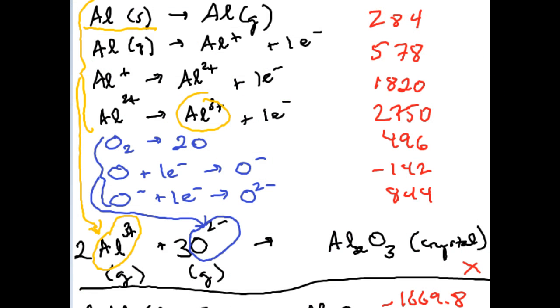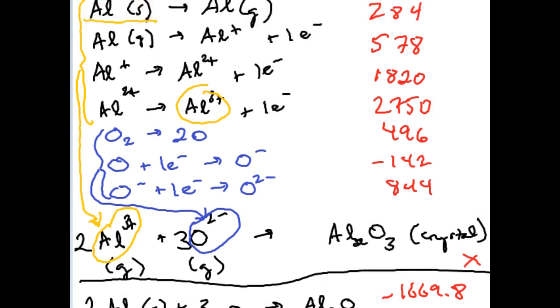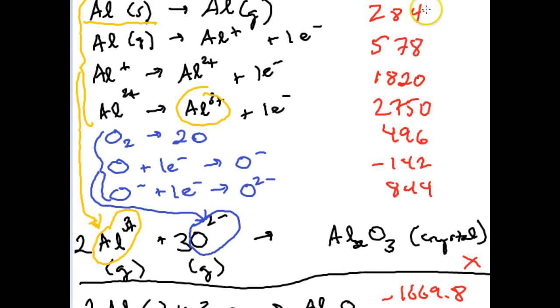Okay, so look, Mark. Here's the conceptual part. You add up all of these energies, including X, right? All of that plus X equals negative 1669.8. What does that look like to you? Whole bunch of stuff plus X equals a number.